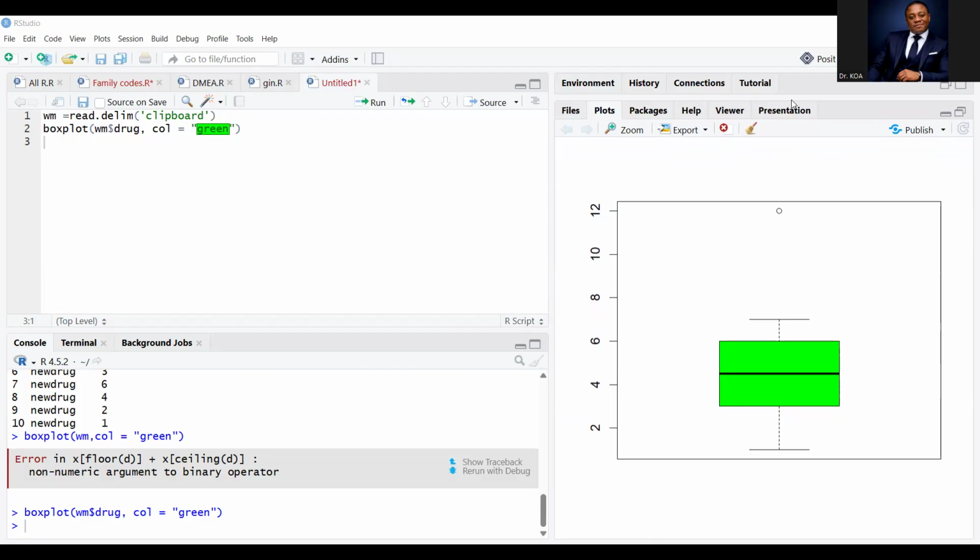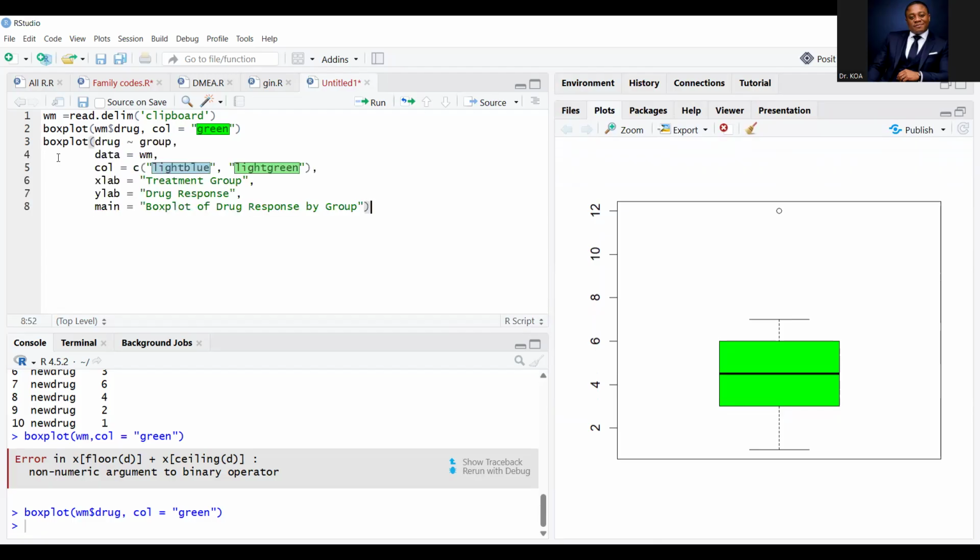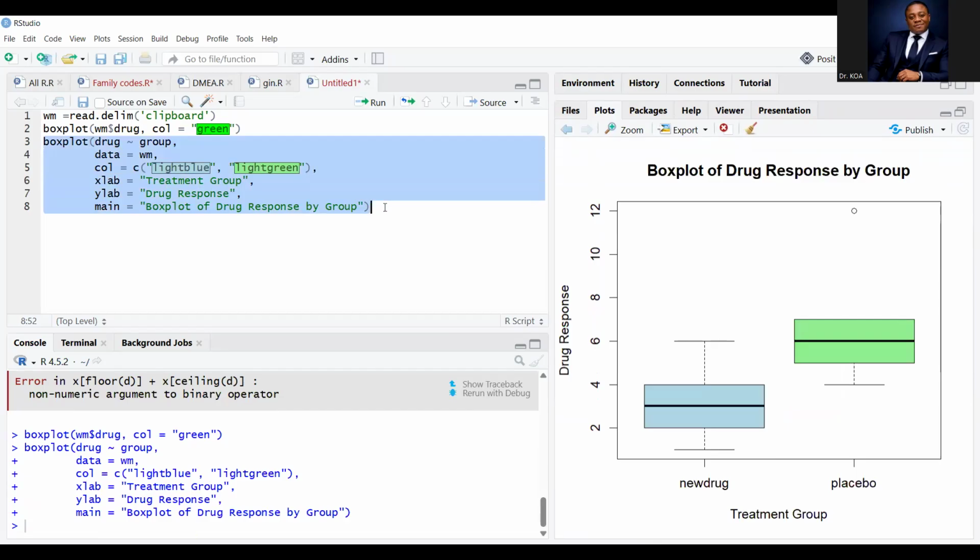12 is a beautiful outlier. In fact, there's another code that you can actually do, this one, which will give you some other colors for both of them. Now, this code is harder. This one gives you both the new drug and the placebo.